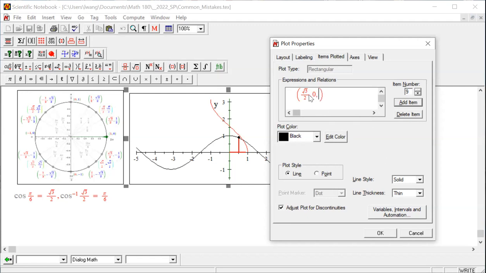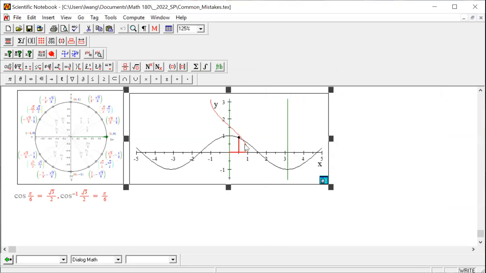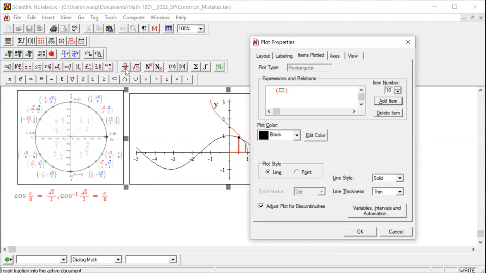Zero. Root 3 over 2. Then pi over 6. It should give me that arc length right here. You see that little dot? I'm going to put that dot right there. That's root 3 over 2, comma, pi over 6.